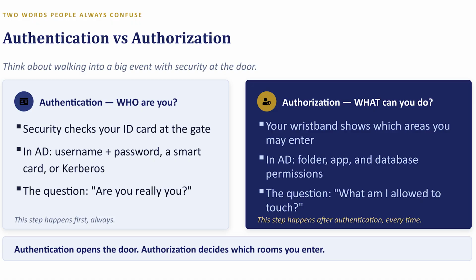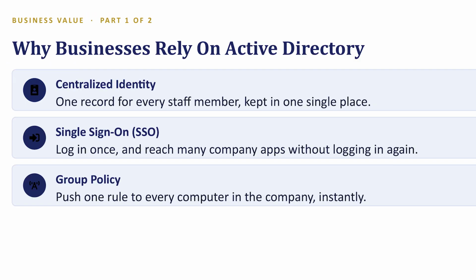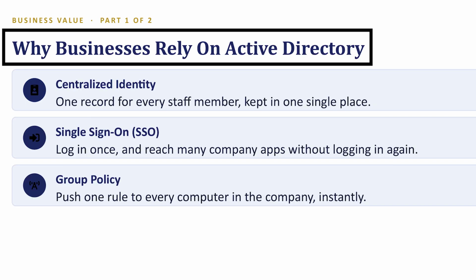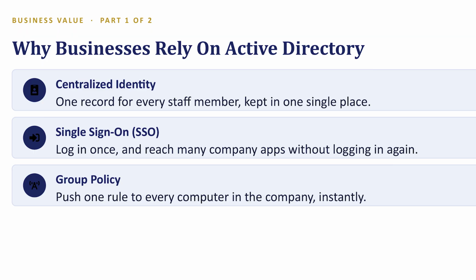Okay, now let's move on to slide 7. Now, slide 7, the title says business value, why businesses rely on Active Directory. And the slide gives us 6 major reasons. Let's take them one at a time.